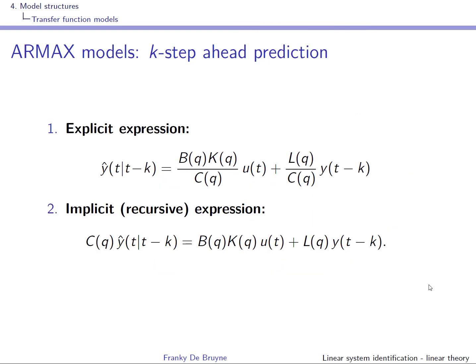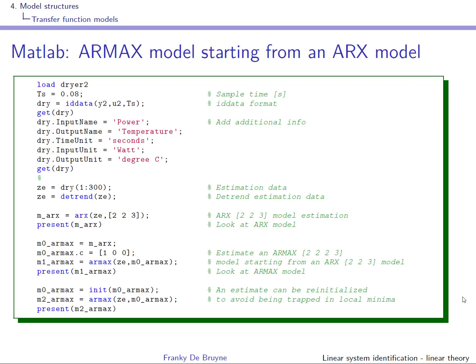So this is the k step ahead prediction that we have found, and if you write this in terms of the impulse responses of these transfer functions, you can really make it explicit in the sense that you write it as an infinite sum. If you multiply by C, you have the, well, implicit or recursive expression. So let us now have a look at the commands.